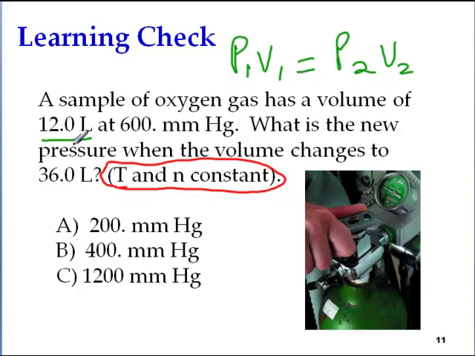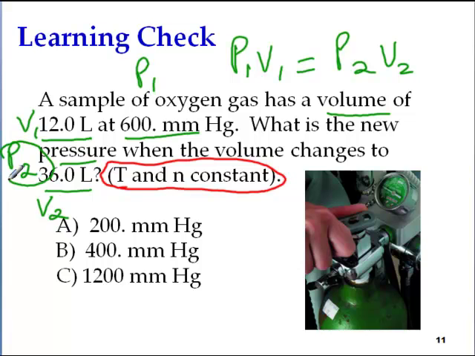Here is the first information that is given, which is the volume. So this would be my V1, and it is at 600 millimeters, so this would be P1. What is the new pressure? That means it is asking for P2 when the volume changes to 36 liters. So this is my V2. Now if I plug all of them in, what am I trying to isolate for? I'm trying to isolate for P2.